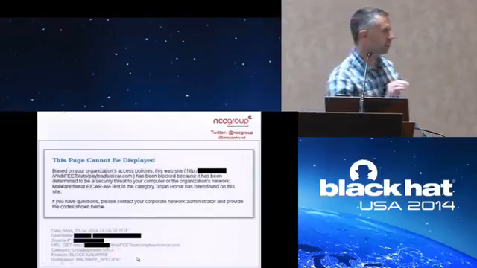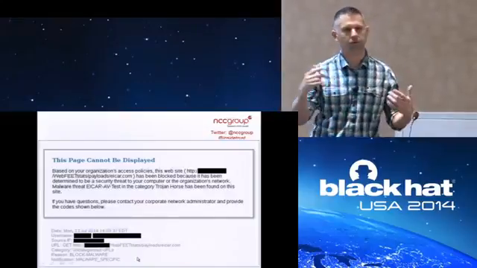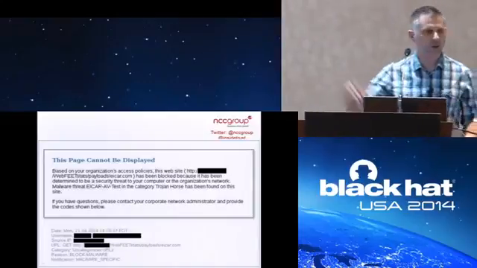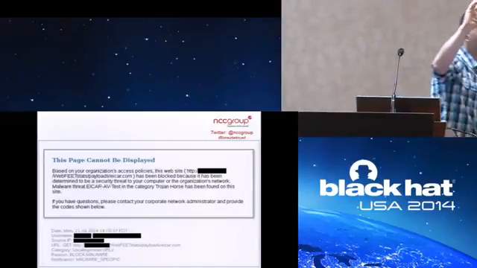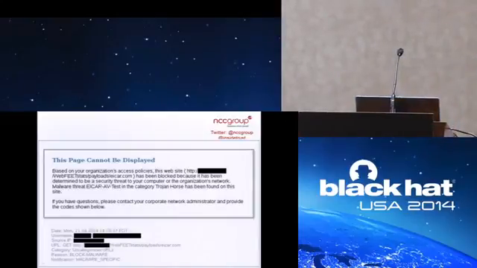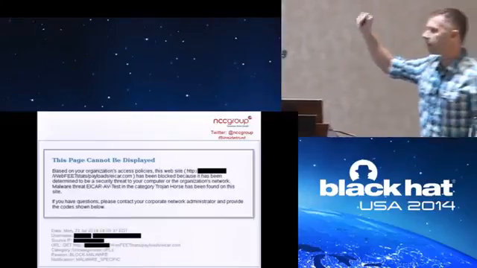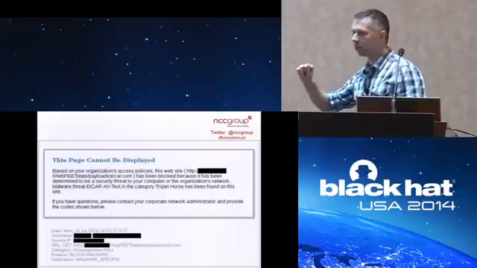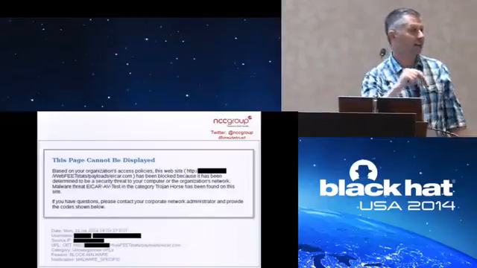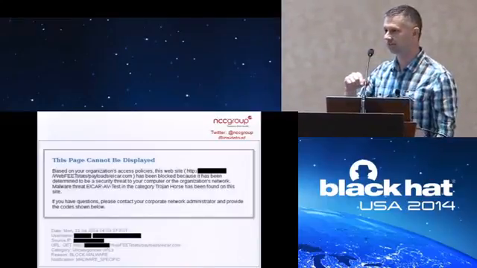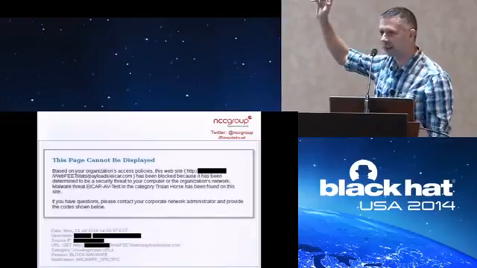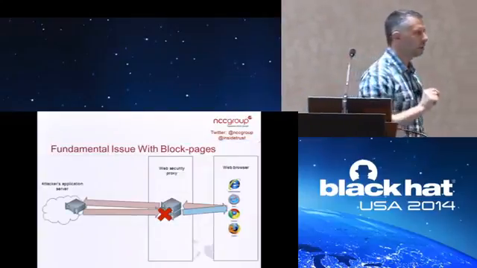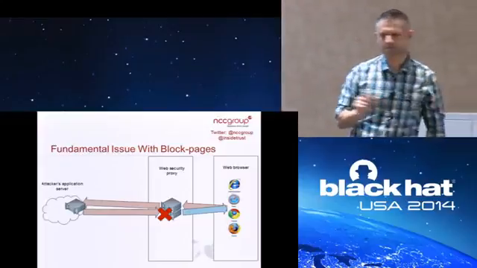The reason I've obfuscated it is because this is not my proxy. This is one block page I've collected in a drive-by way. So who here is responsible for a web security proxy or the policy on it? Did you imagine that your block pages would be externally accessible to attackers? Anybody think that was the case? There's a fundamental problem with these block pages.